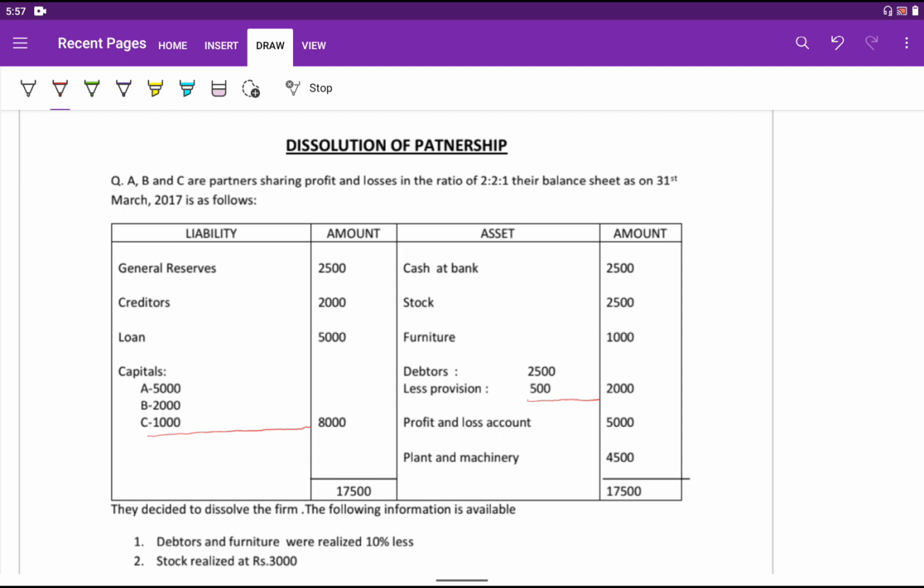Okay, what is dissolution of partnership? Dissolution of partnership means we are going to wind up or shut down our complete business. Okay, so that is what is meant by dissolution of partnership. So, what will be the normal procedure for dissolution? Dissolution will be while winding up the business.